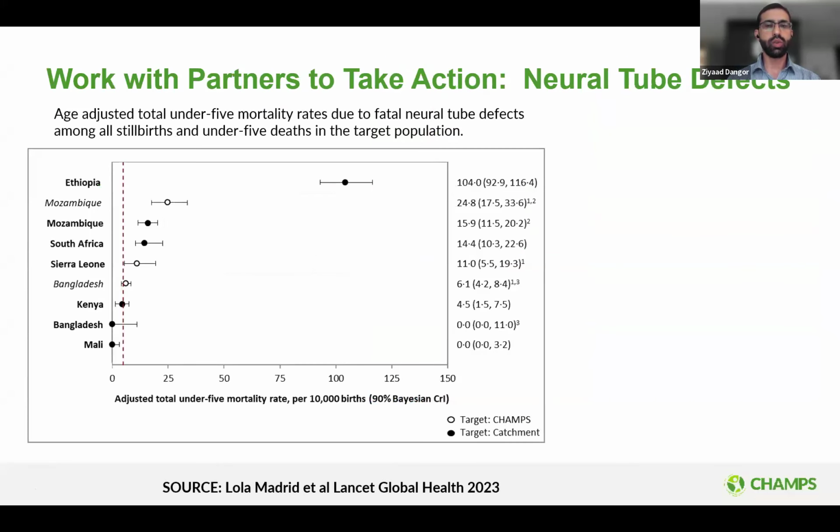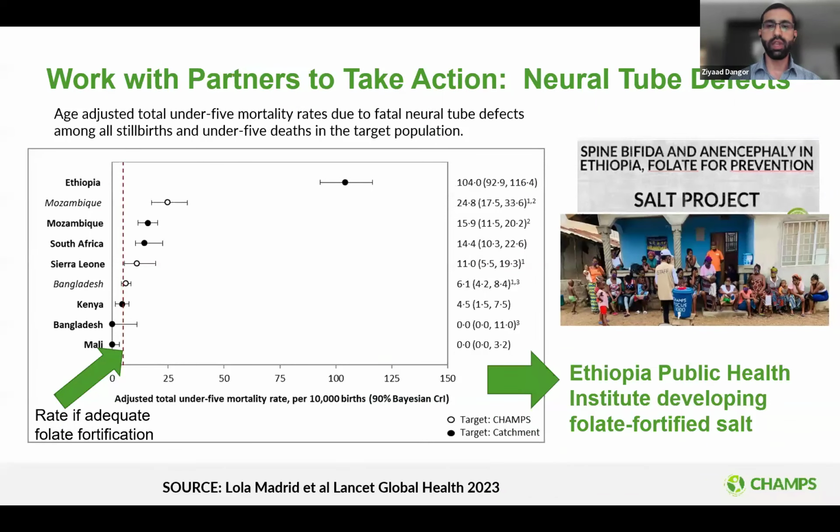But one of the standout discussions is when we looked at the data around neural tube defects from CHAMPS, we found that Ethiopia was really an outlier. The reason for that is it was recognized that fortification with folate was a necessary requirement. And now Ethiopia fortifies their salt with folate to reduce the risk of neural tube defects.